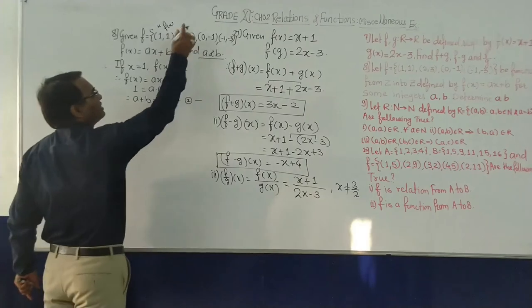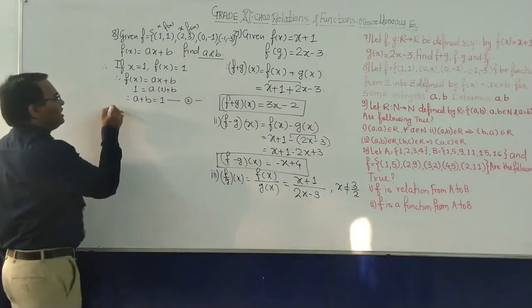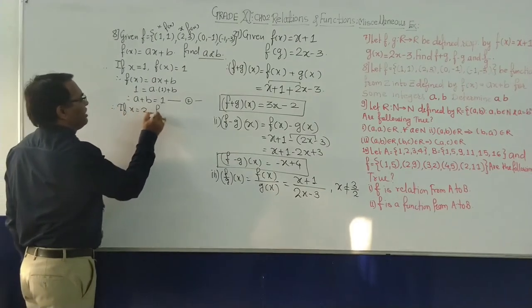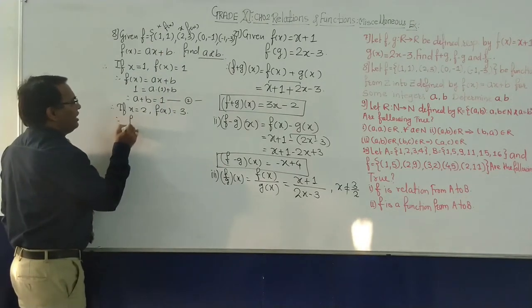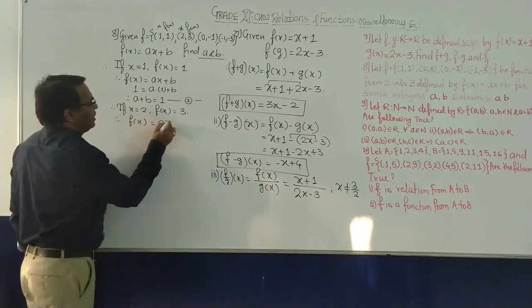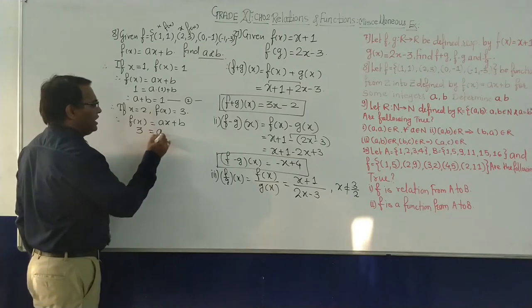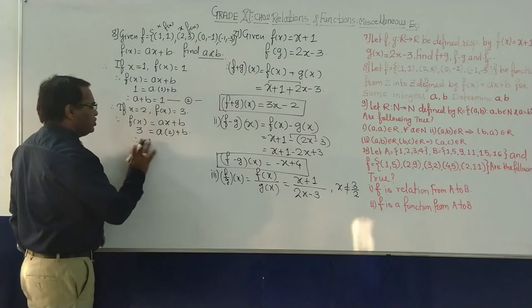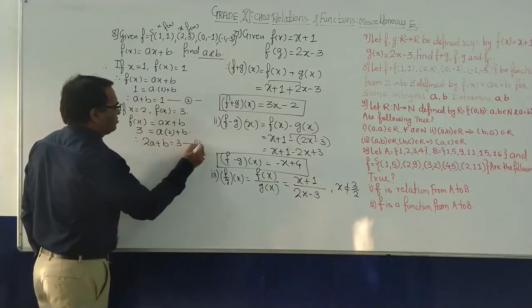Okay. Now the second element, where it is 2 and 3. So this is your x, and the other one is your f of x. So again, if x is equal to 2, your f of x will become what? 3. Right? Therefore again, f of x is equal to ax plus b. So what is your f of x? 3. Ax means what? A into 2 plus b. Therefore here you will be getting 2a plus b is equal to 3.